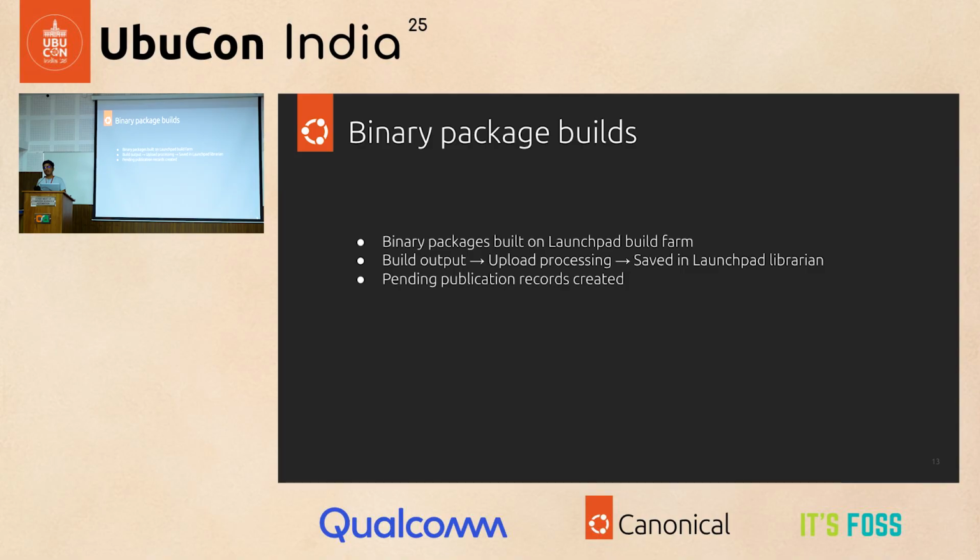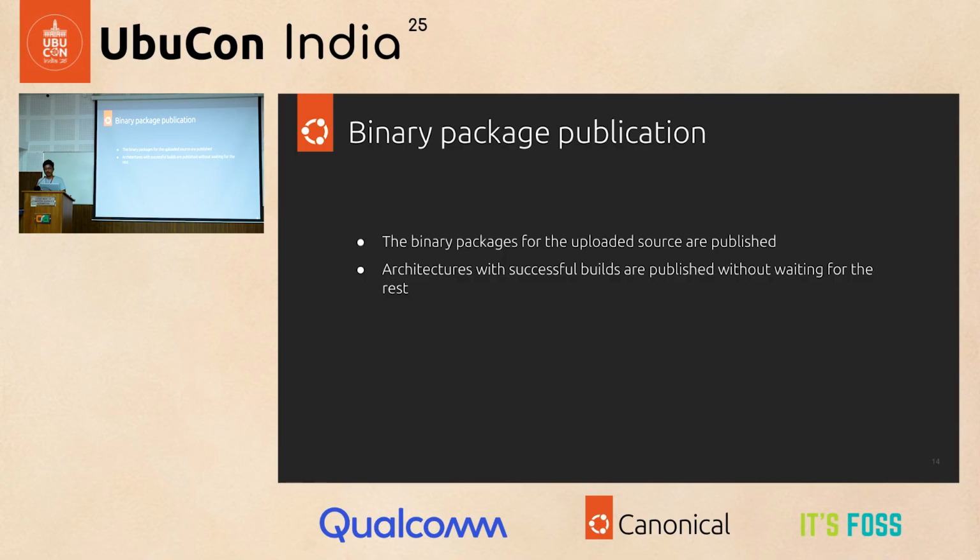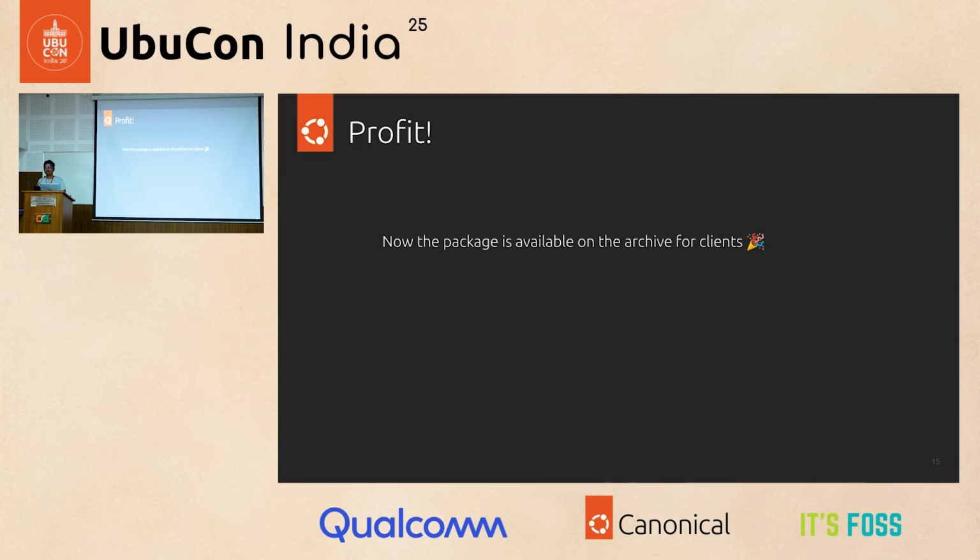So the build output is again going to go through similar upload processing as a source package and then saved in the Launchpad librarian, which is just a Launchpad storage system. And then a pending publication record for that is created. And then when the publication records are scanned by the publisher during the next run, the publishing happens. So the deb packages for your architectures are on disk. At this point, it's important to note that whenever one architecture's packages are ready, those get published. The Launchpad publisher does not wait for all architectures to be built before it tries to publish the packages. At this point, clients like apt can access the archive and then get all your latest and greatest packages.